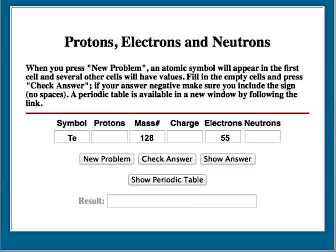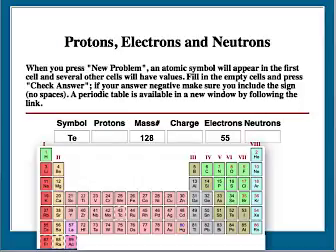Protons, electrons, and neutrons. We are given tellurium. We are given a mass number of 128, and we are told it has 55 electrons. Fill in the rest of the table. To do these, you need a periodic table. You can actually click and see one, print it, whatever, if you don't happen to have one. But here's our periodic table. We need to find tellurium. And there it is. Down here, atomic number of 52.